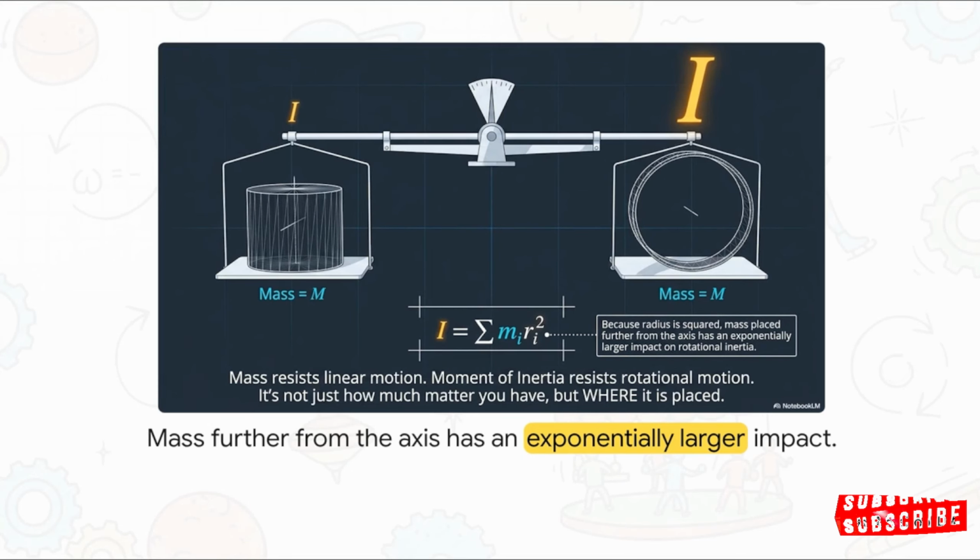For example, imagine 2 objects on a scale with the exact same total mass. But because the equation for moment of inertia squares the radius, a hollow ring with all its mass pushed out to the furthest edge has an exponentially larger moment of inertia than a solid cylinder. Pulling mass further away from the spin axis exponentially increases how hard it is to get that object spinning.